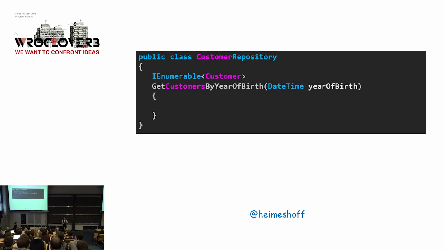No? Date time is not a year. Yes, date time is not a year. That's a very important fact. A date time, the 1st of January 1950 and the 2nd of January 1950 is a different date time, but it's the same year. And we want the year. So what do we do? An int?